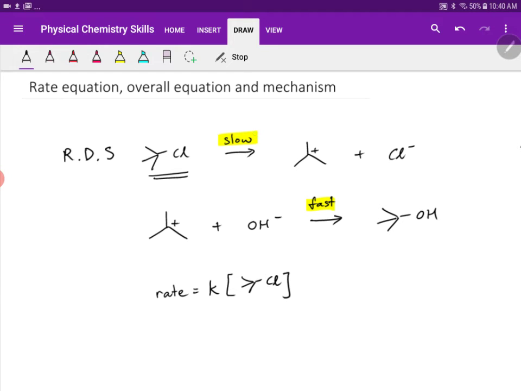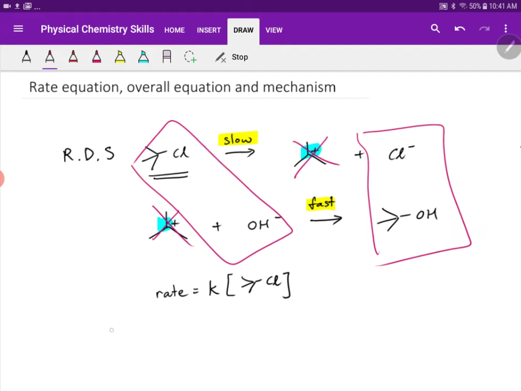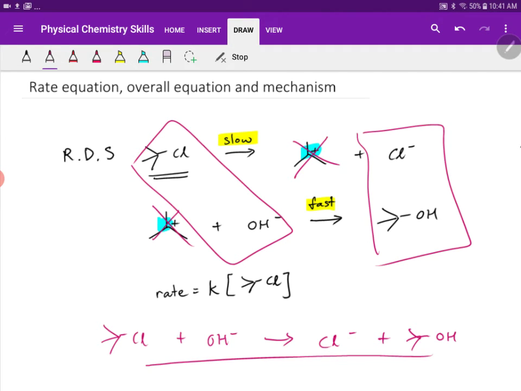We add all of these things together, and we realize that if I were to add both sides together, this carbocation here is repeated. In fact, this is the intermediate which is produced and consumed in the next step, so I will have to remove it. I'm going to add everything on the left hand side together and everything on the right hand side together, and this will give me the overall equation. So our job here is to remove all the intermediates when we want to form the overall equation, and just add everything else together.